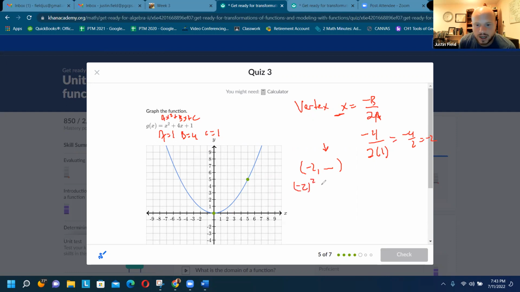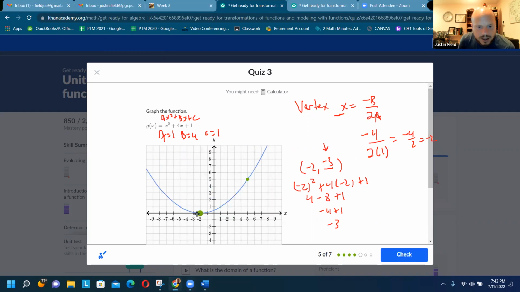So the function is x² plus 4 times x plus 1. So that's 4 minus 8 plus 1. -4 plus 1 is -3. So it's (-2, -3). So we can put that (-2, -3) right there. And since the a value is 1, that means I can go over 1, up 1, and I have the second point.